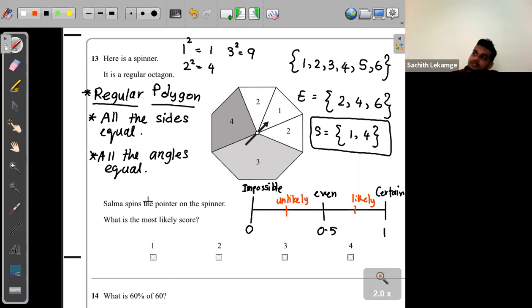Good. So Salma spins the pointer on the spinner. What is the most likely score, which is 3? Why does 3 have more chance? Because its angle is very big.